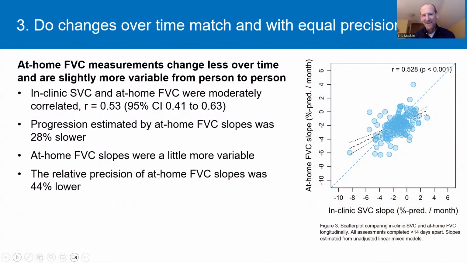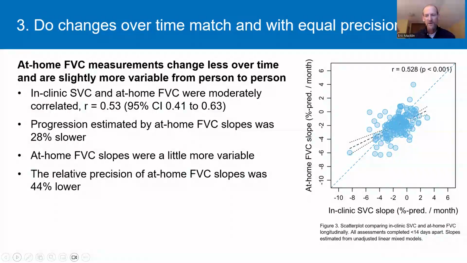This is another scatter plot. Now we're looking at slope, so the average change over time. Are you trending up? Are you trending down? Are you trending down quickly or slowly? And so this is in percent predicted per month. It's a little bit below zero. People, unfortunately, are progressing slowly over the course of our observation during their participation in the trial. And the two measurements agree not quite as well.